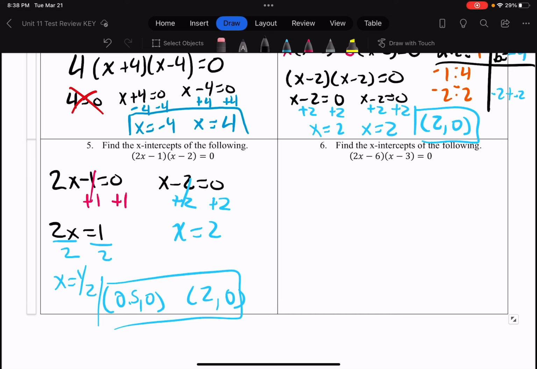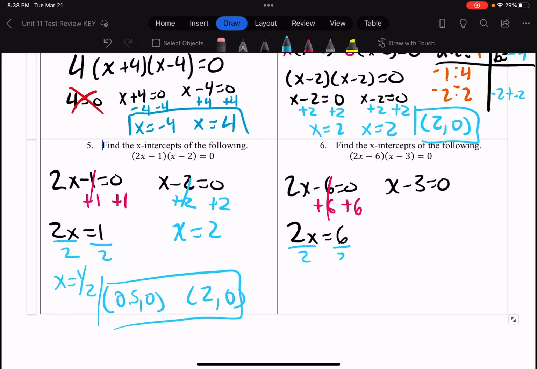It says to find the x-intercepts of the following. So I'm going to have 2x minus 6 equals 0 and x minus 3 equals 0. For the first one, I'm going to start by adding 6 to both sides. That's going to leave me with 2x equals 6. Divide by 2 on both sides. So that leaves me with x equals a positive 3. And that leaves me with the x-intercept of (3, 0).